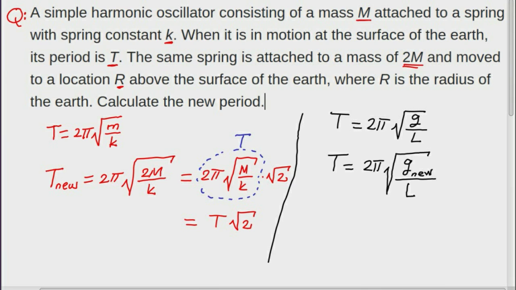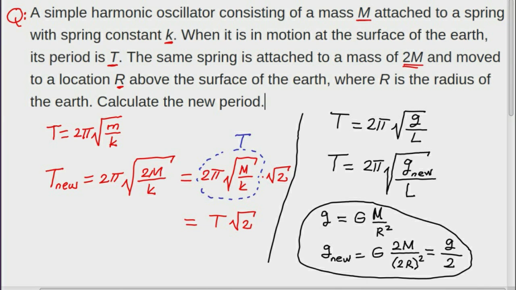Now we need to calculate g new, because this is a new location and g is going to change at this location. g equals capital G, the universal constant, times the mass of the planet over r squared. New g equals capital G times the mass of the planet, now it is 2m, over the radius squared, but the radius is now 2r squared. And we simplify this in terms of old g over 2.